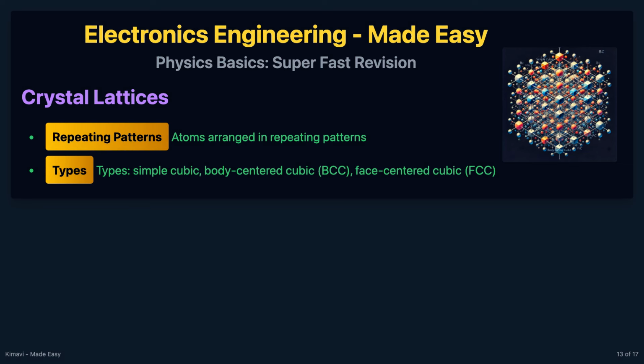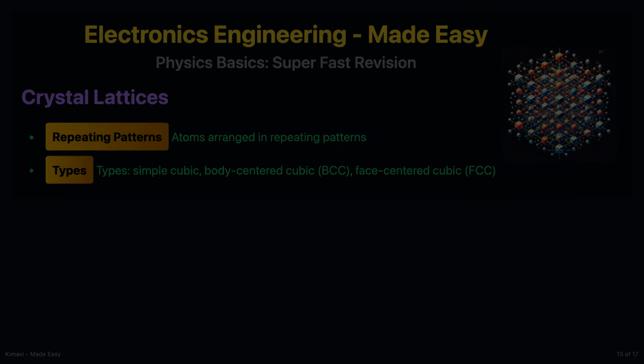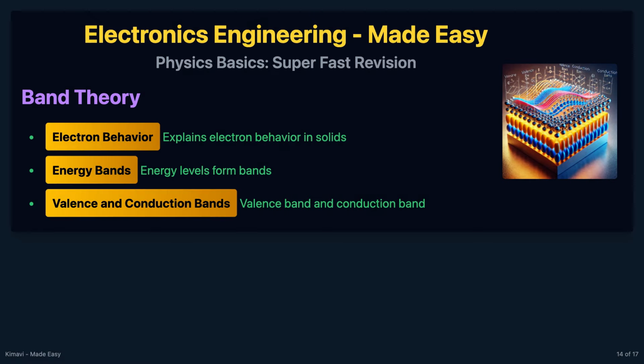The simplest lattice structure is the cubic lattice, which includes simple cubic, body-centered cubic, or BCC, and face-centered cubic, or FCC arrangements. Band theory explains the behavior of electrons in solids.